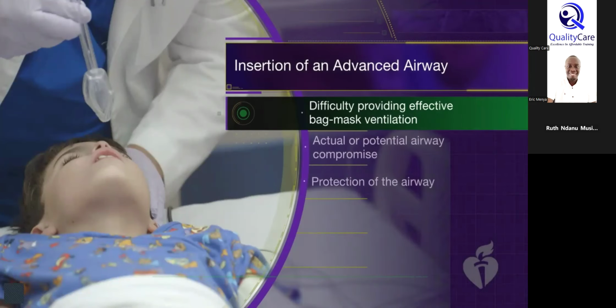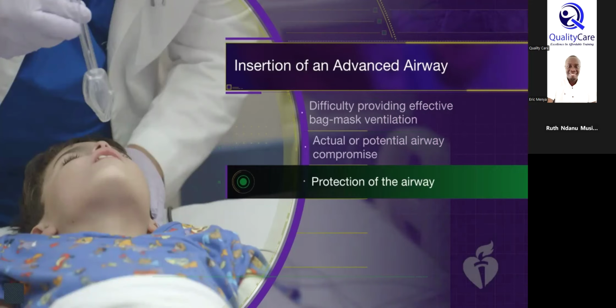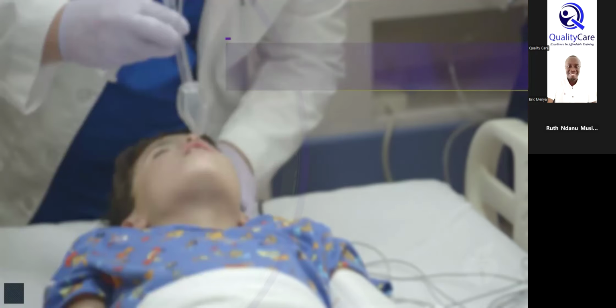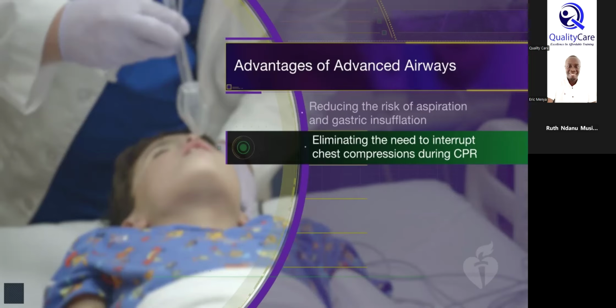Often, an oral airway will not provide sufficient airway support, and you'll need to insert an advanced airway. For example, if it's difficult to provide effective bag mask ventilation, if the patient has actual or potential airway compromise, particularly with long transport times, or if you need to protect the airway. Advanced airway devices such as endotracheal tubes and laryngeal mask airways offer many advantages. These include reducing the risk of aspiration and gastric insufflation, and eliminating the need to interrupt chest compressions to deliver breaths during CPR.